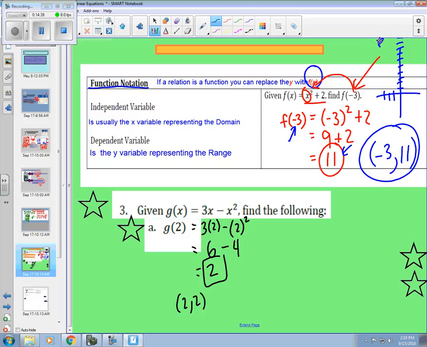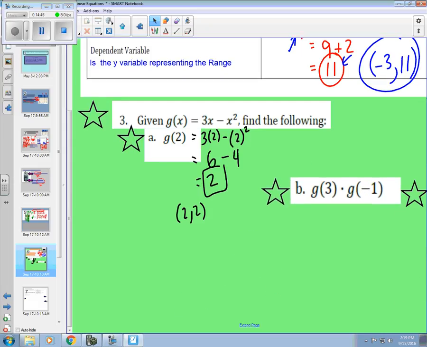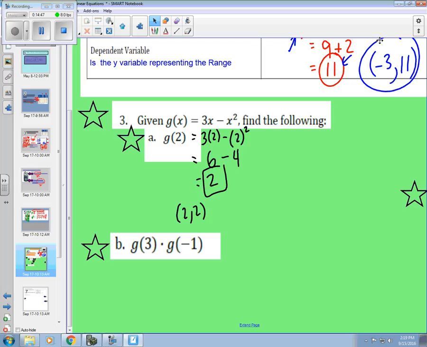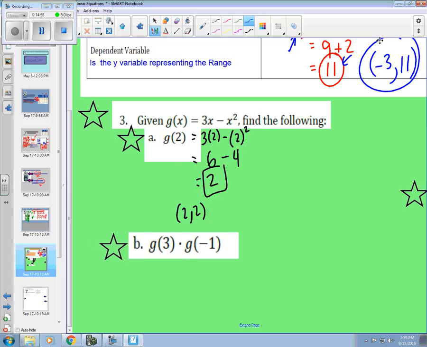All right, part B. Here they want us to find a different one. They want us to find what is g at 3 times g at -1. All right, so there's 2 functions we're going to have to find here and then multiply their values together. So g at 3 means we got to plug 3 into this. So let's see what g at 3 is. g at 3 would be 3 times, we're plugging 3 in for x again, same function up here, minus 3 squared. So 3 times 3 is 9, 3 squared is also 9, looks like that equals 0.